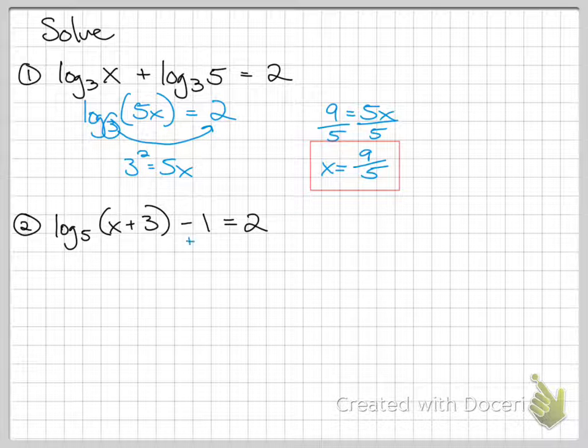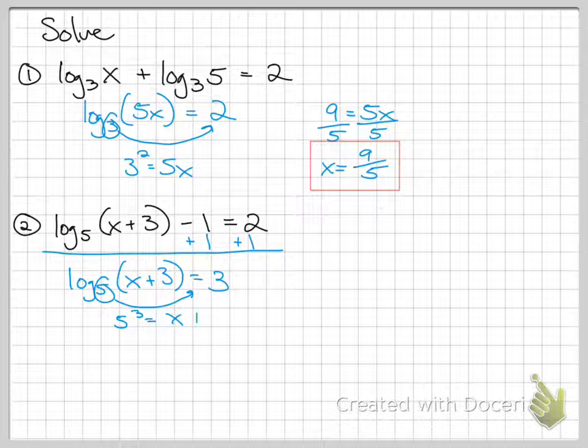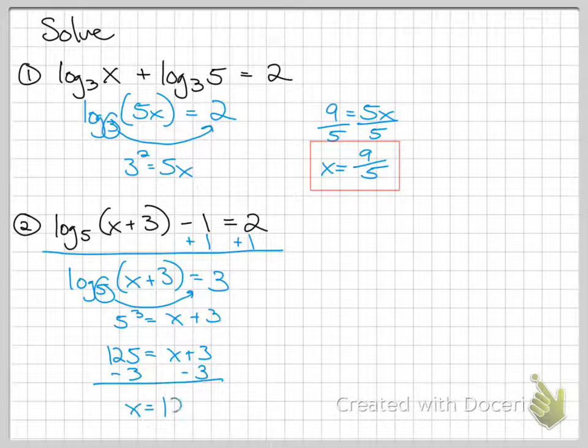Number 2, get the logarithm alone. When there's only one logarithm in a problem, you need to get it alone. Rewrite as an exponent. Do the exponent. Get x alone. If I'm going too fast for you, that's because you were supposed to pause the video and try it on your own before you press play.